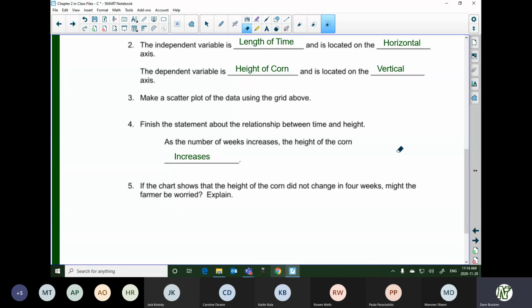Just like with Julie, remember her height? Remember Julie, we just talked about markings on the wall. Would you be worried if she didn't grow for 4 years? The answer would be yes. If she was 2 or 3 or 4 years old, you would be worried that she didn't grow in 4 years. Would you be worried if she didn't grow when she was 45?